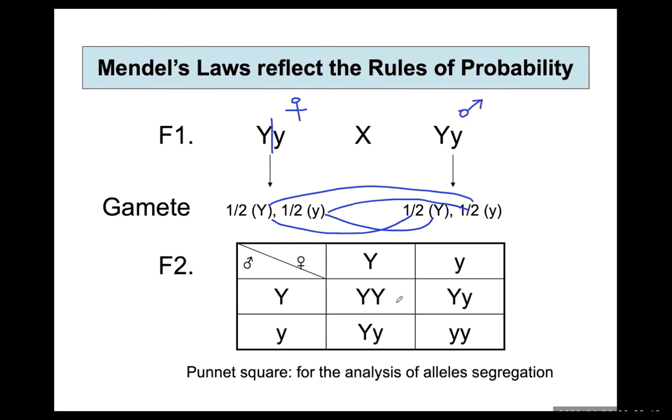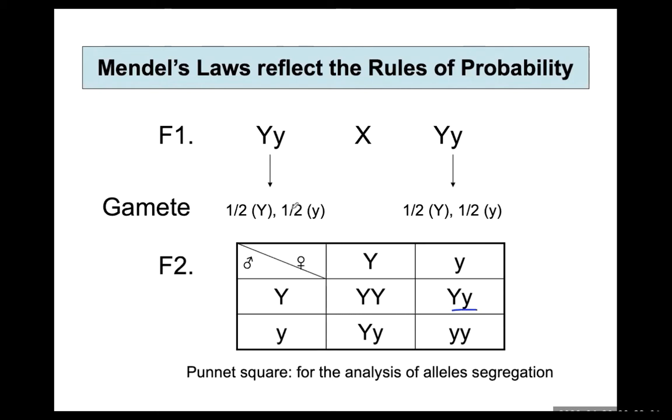In order to produce this genotype in the offspring, large Y, small y, from this genotype, the egg must carry large Y. So we will consider only this genotype. The female produces an egg during meiosis, and the egg must carry large Y. And then the sperm must carry the small y allele. So only think about this genotype for a while.